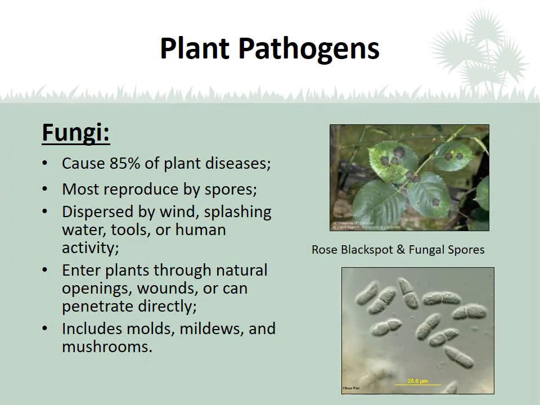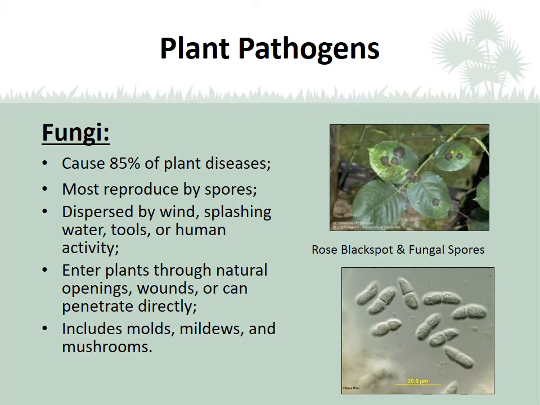So plant pathogens, broken down into fungi, cause about 85% of plant diseases that are harmful to common plants that we may grow in a landscape or on a farm. Most of these reproduce by spores and are dispersed by wind or splashing water or perhaps tools or human activity. And so that's why it's very important that we keep our equipment clean, because you never know what fungal spores or what other bacteria may be latched on to our particular equipment and be spread through its movement.